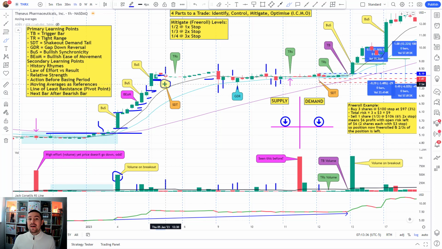Make sense? So that is it, guys. I'll wrap it up there. Hopefully that video was helpful for you in terms of thinking about stocks before they base, how they base, thereafter the base, thinking about the trade management, thinking about effort versus result, thinking about what it is you're actually seeing from a supply and demand perspective as well, thinking about mitigating risk, free rolling a trade.